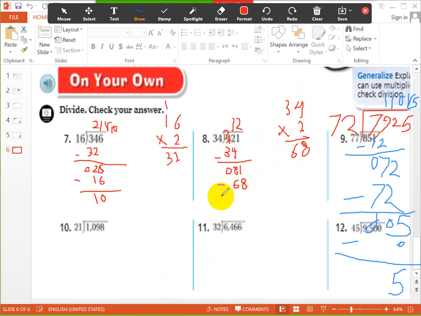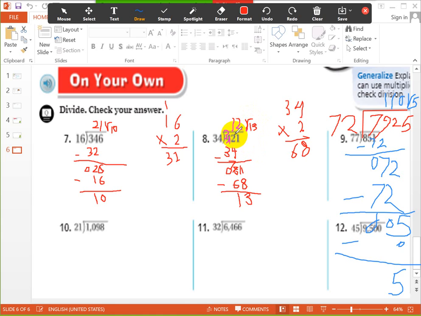Now I will subtract. 1 minus 8, I can't, so I will borrow from this 8, it will be 7, and this one will be 11. 11 minus 8 equals 3. 7 minus 6 equals 1. So 13 divided by 34, I can't divide it, so it will be a remainder. So I will write it as a remainder, R 13.